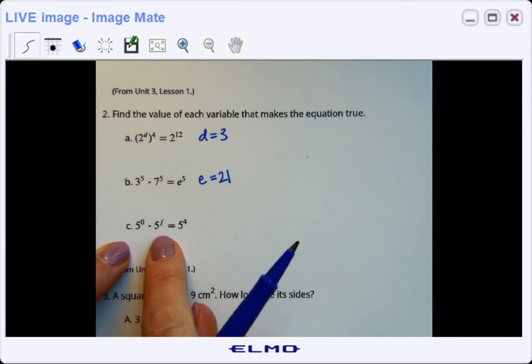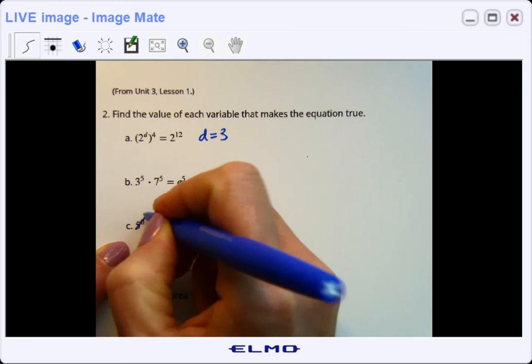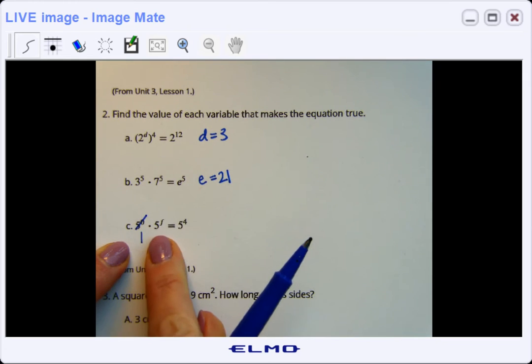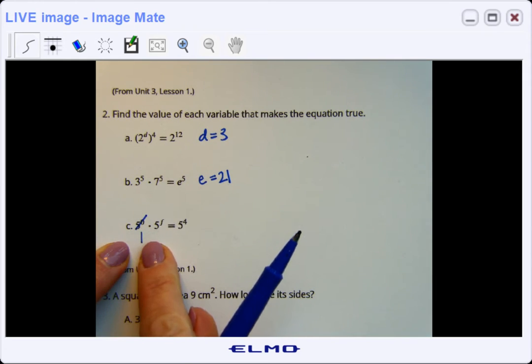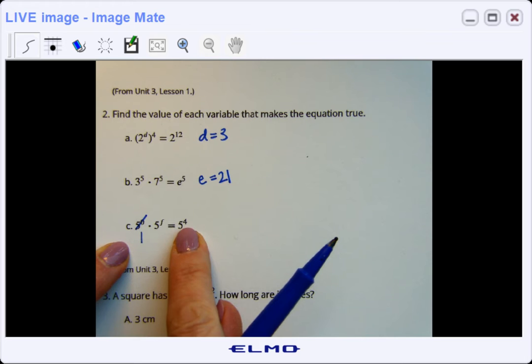And on part C, I notice there's a 5 to the 0 here, which is equal to 1. So you're really just multiplying 5 to the F by 1. So if you're going to do that, then F has to be 4 to get an answer of 5 to the 4th.